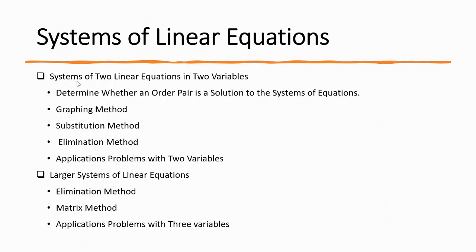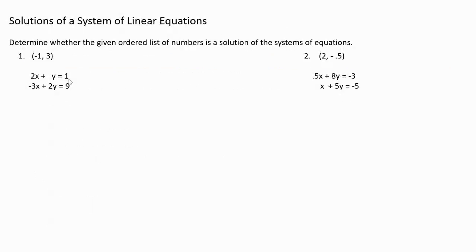We're going to cover systems of two linear equations in two variables, which consists of determining whether an ordered pair is a solution of the system of equations. We're going to use three methods of finding solutions: the graphing method, the substitution method, and the elimination method, and how these methods apply to real-life situations. Also, we're going to cover larger systems of linear equations. Again, we're going to use the elimination method and also matrices, and how they apply to real-life situations with three variables. So to start off, let's start by finding solutions of a system of linear equations.